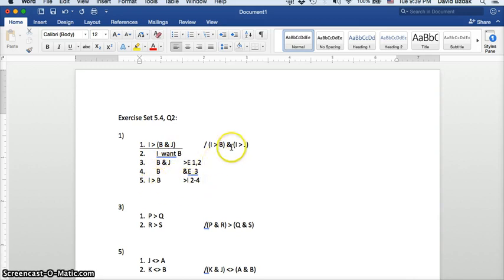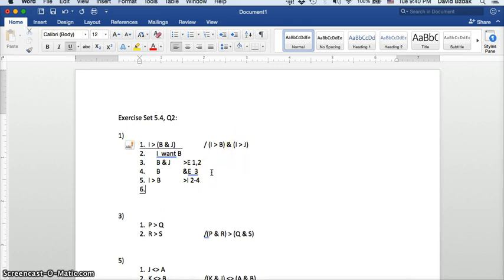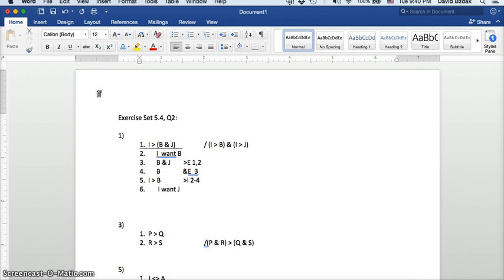But of course we're not done. That's not our conclusion. Now we need to get this other conditional, I conditional J. So we do the same thing over again. We indent, we assume I, we want J. And again, that line needs no justification. It's an assumption that we're making.